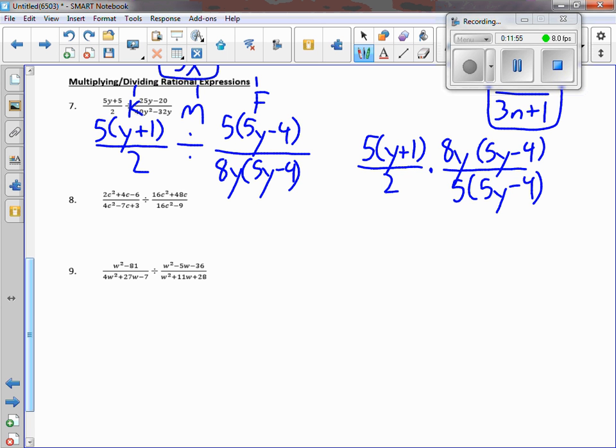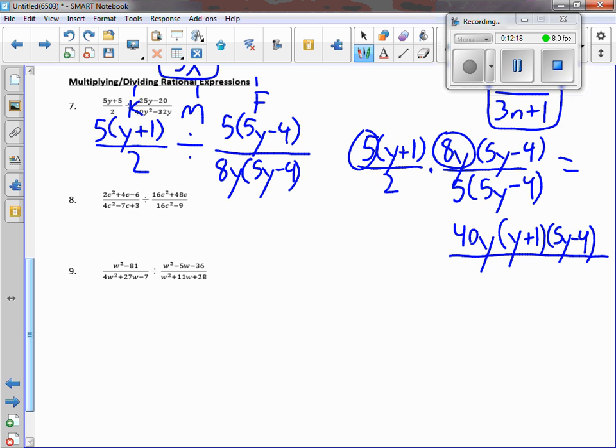From here, you could start reducing if you so choose. Me personally, I like to multiply and then reduce. I think it saves a step. So we'll multiply this out. On top, these solo terms out here, we'll multiply them together. 5 times 8y is 40y. The parentheses, we can just jam them together. So y plus 1 and 5y minus 4. On bottom, we have 2 and 5. That gives us 10. And 5y minus 4.